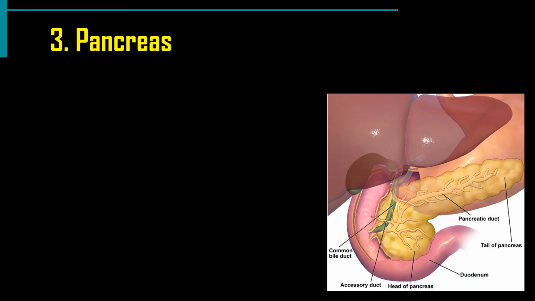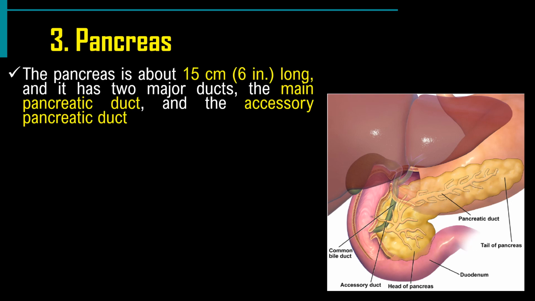The last accessory organ is called the pancreas. This glandular organ is both part of the digestive system and the endocrine system. The pancreas is about 15 centimeters long and it has two major ducts, the main pancreatic duct and the accessory pancreatic duct. The pancreas secretes pancreatic juice, which is a mixture of digestive enzymes, water, buffers such as bicarbonates, and electrolytes, which are produced by acinar and epithelial cells.